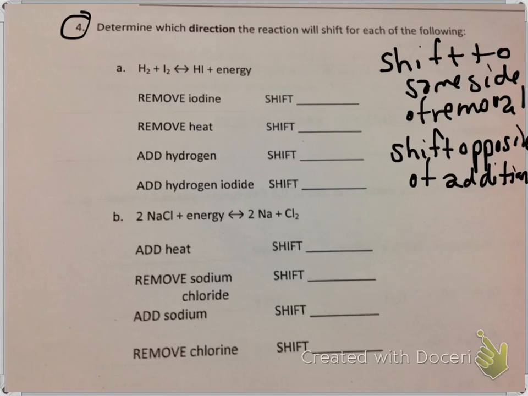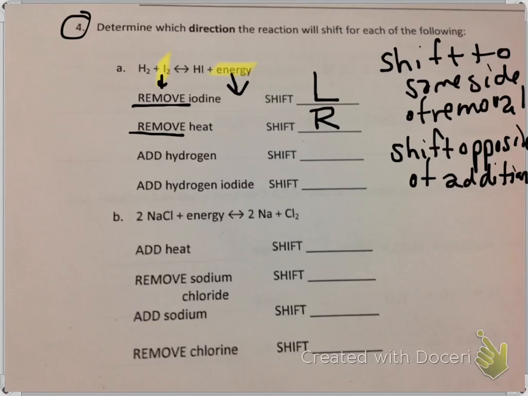So let's look at this. If I remove iodine, that's right here. So I'm removing on the left, and since they shift to the same side of a removal, that means I'm going to shift left. And I'll just put an L for left. Another removal. In this one, I'm removing heat, and heat is energy. So if I have less of that on the right, that means I'm going to shift right.